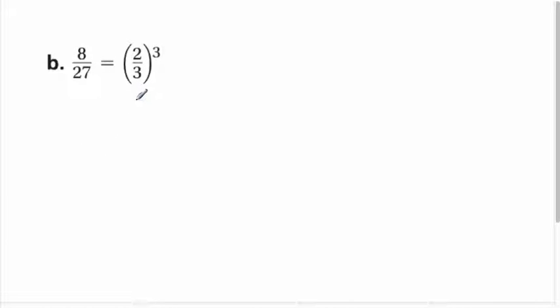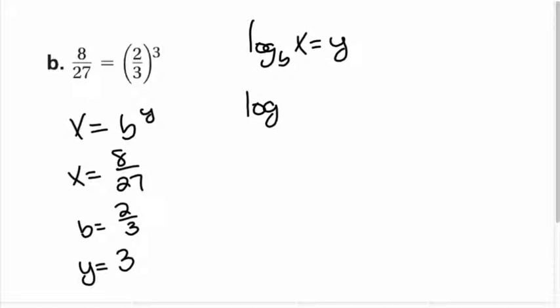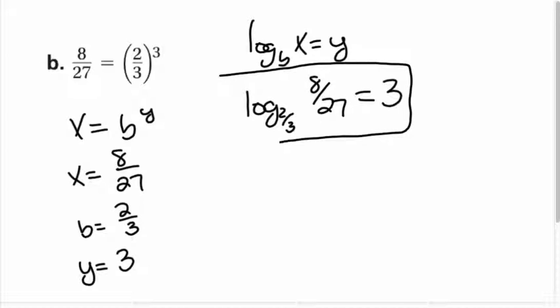Let's look at another example. Even though this is fractions, it doesn't change a thing. It's x equals b to the y. So x is 8 over 27, b is 2 over 3, and y is 3. Okay, so remembering my other form, I've got log base b of x equals y. Log base b, so 2 over 3, of x, so 8 over 27, equals y, which is 3. It doesn't matter that they're fractions. I still treat them as x, b, or y.